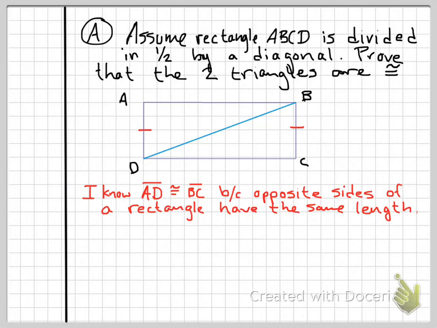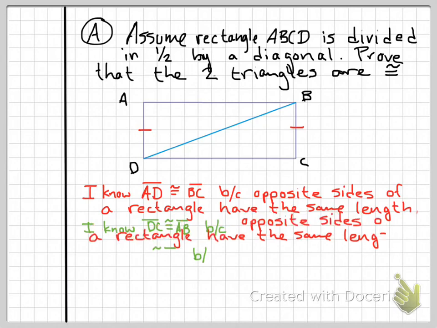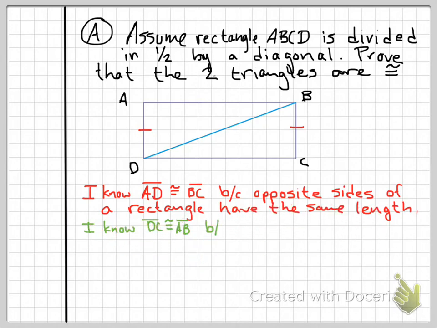And now I'm going to see what else I know. And using the same basic principle, I know that segment DC is congruent to segment AB because opposite sides of a rectangle have the same length.